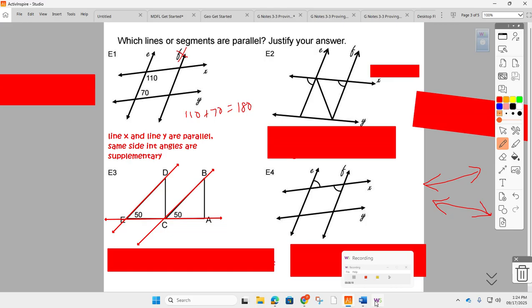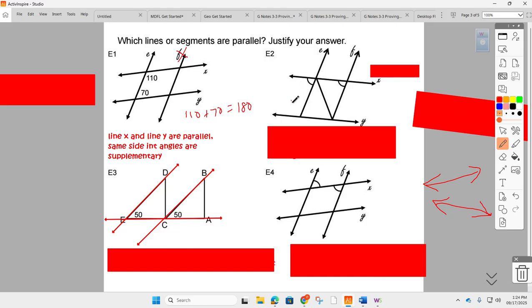Now, if this is a special angle pair and they're congruent, then we're going to know the 2 lines that are being crossed by the transversal are parallel. So these 2 angles are congruent. What kind of angles are they? They are corresponding, one interior, one exterior. So now, which lines does it prove are parallel?